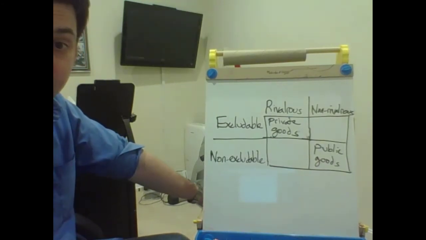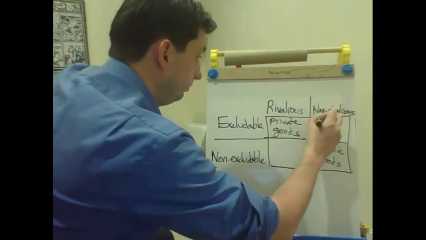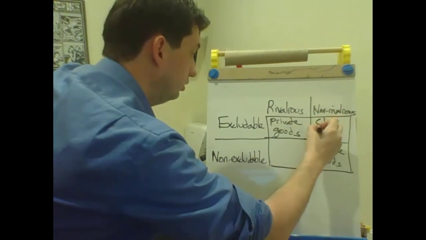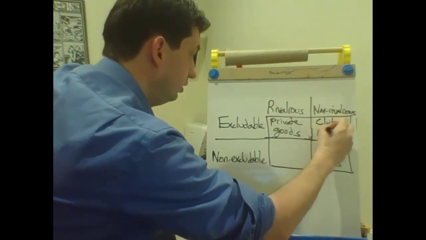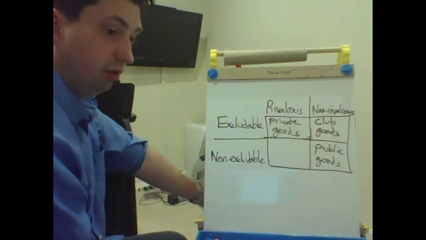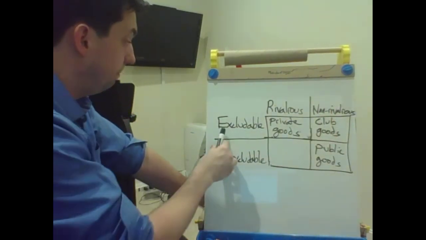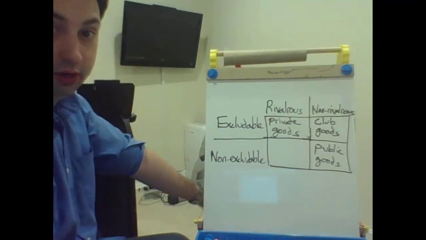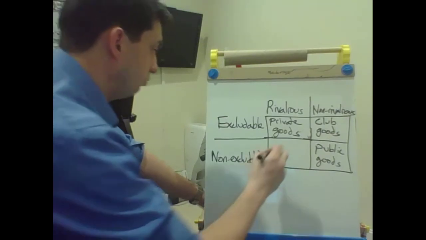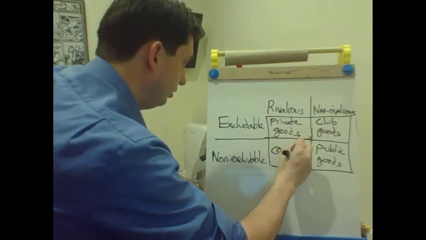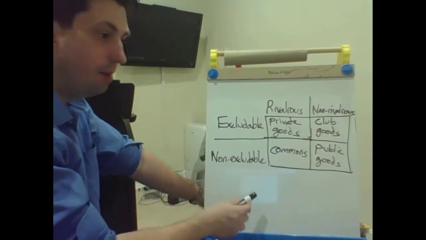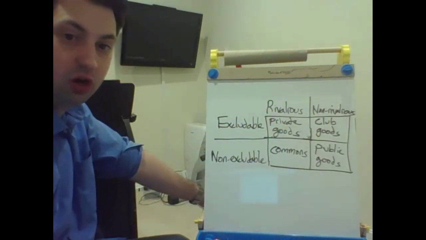What we're going to be talking about in the next video are non-rivalrous excludable goods, called club goods, where an additional user has a cost of 0, but you can stop people from using it. And rivalrous non-excludable goods, which we call commons, where you can't stop people from using it, but each additional user creates a cost on others.